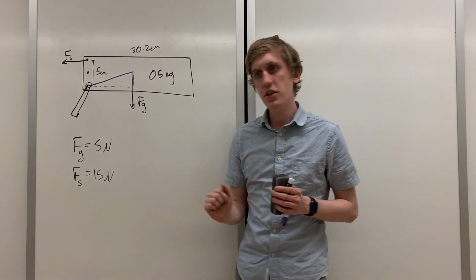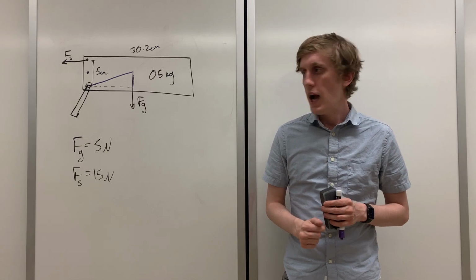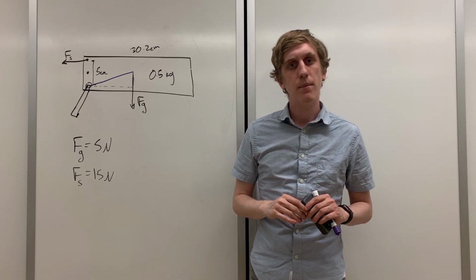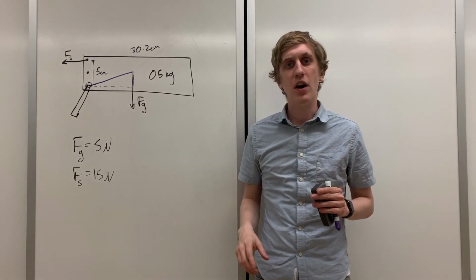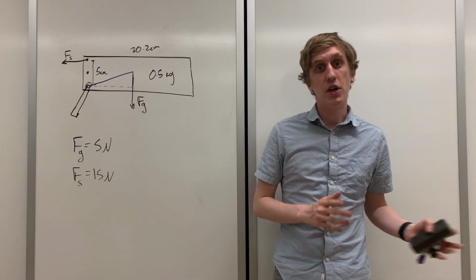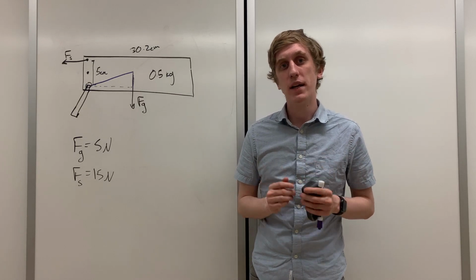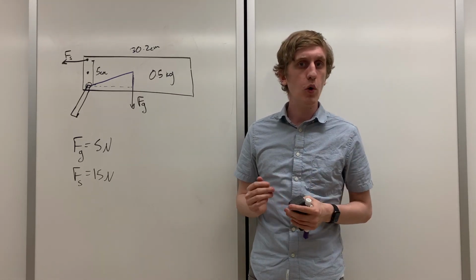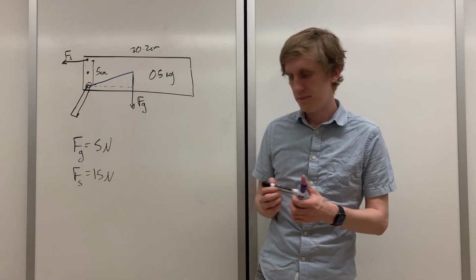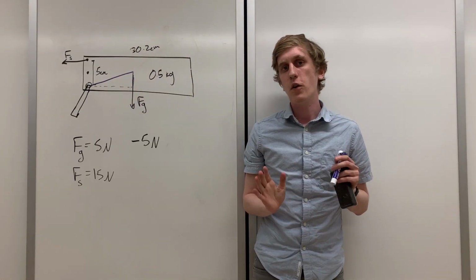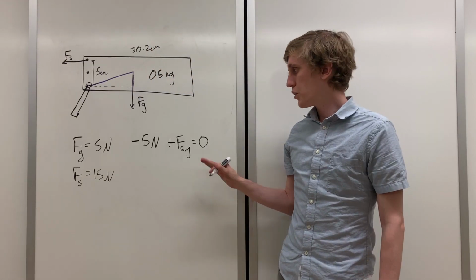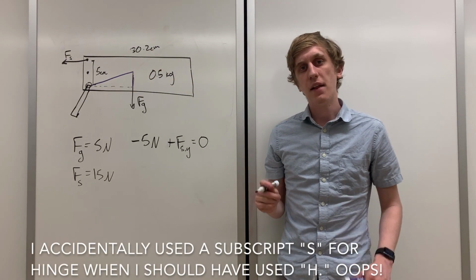Well, we know that the gravitational force points vertically, but the spring force only points horizontally, so we don't need to consider it here. The hinge, however, has 2 pieces of its force, one piece that points horizontally and one piece that points vertically. So let's write out the force equation for the vertical forces. We have gravity pulling down, and we have the vertical piece of the hinge force pointing up. This is equal to 0 because the object is not accelerating.